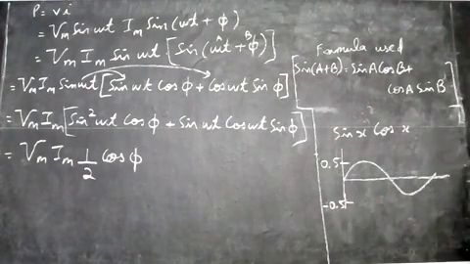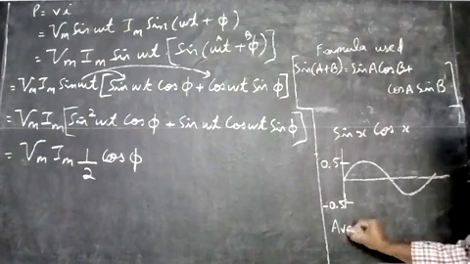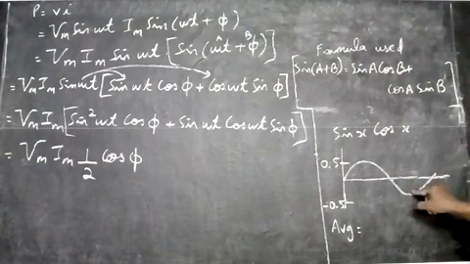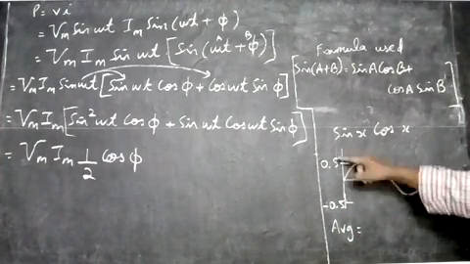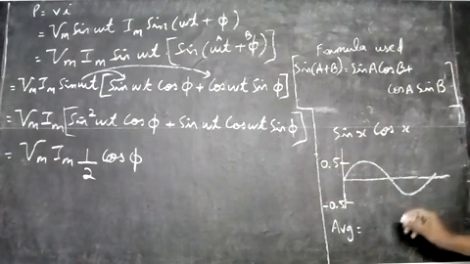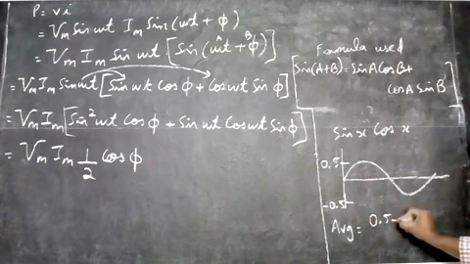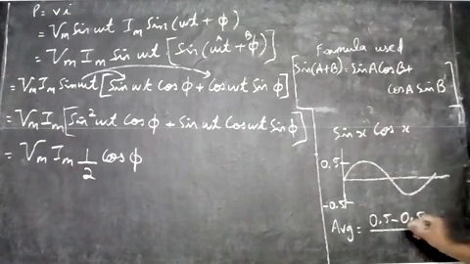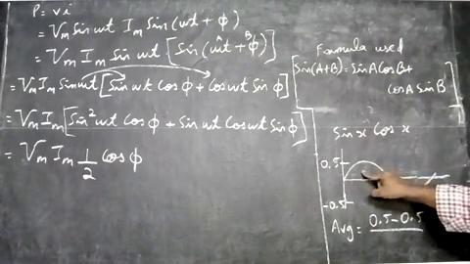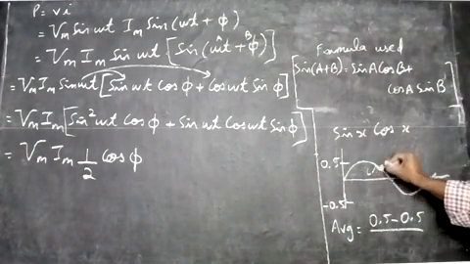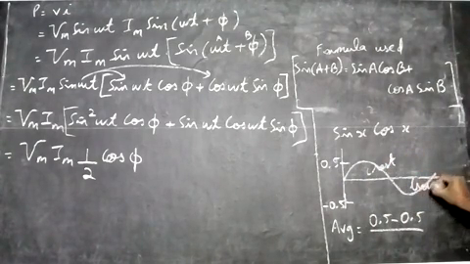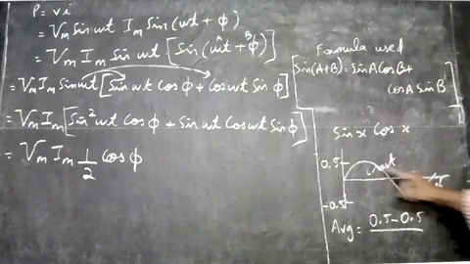So let's see the average value now. Average value means we take the total value divided by the number of crests and troughs. So what's the average value? That will be 0.5 minus 0.5 divided by the number of crests and troughs. This is one crest and one trough. This is a crest here and this is the trough, so the number of parts is 2.